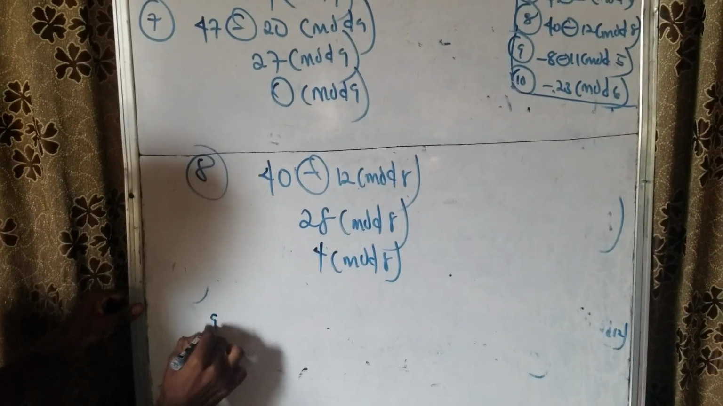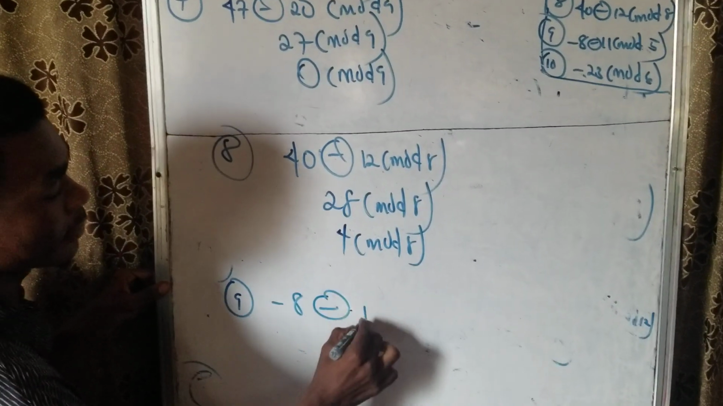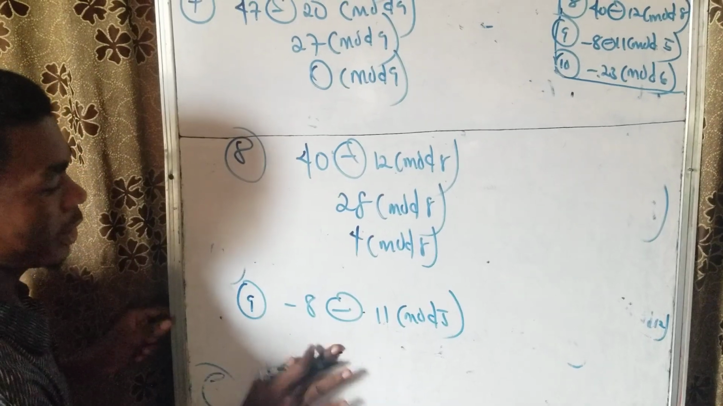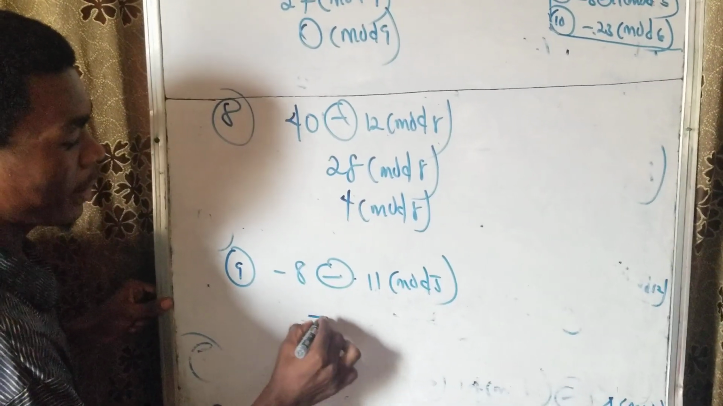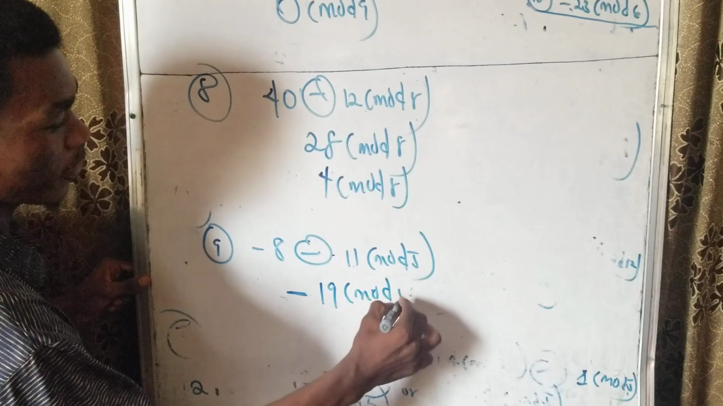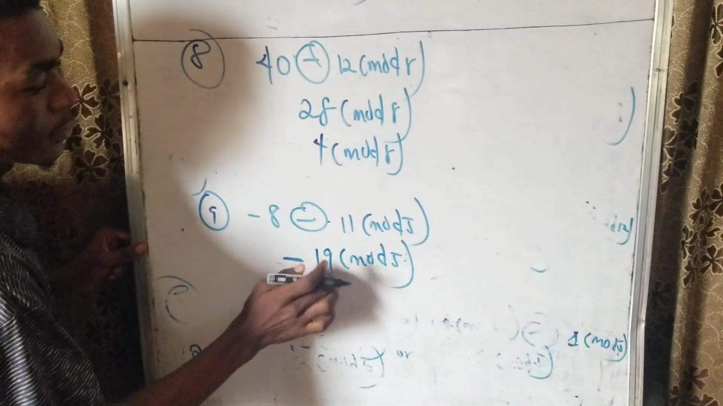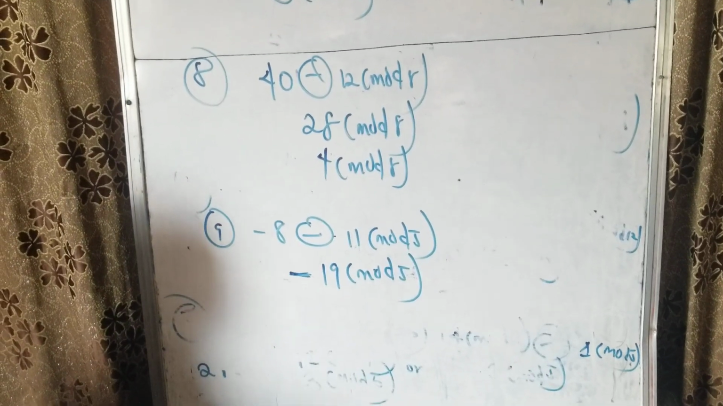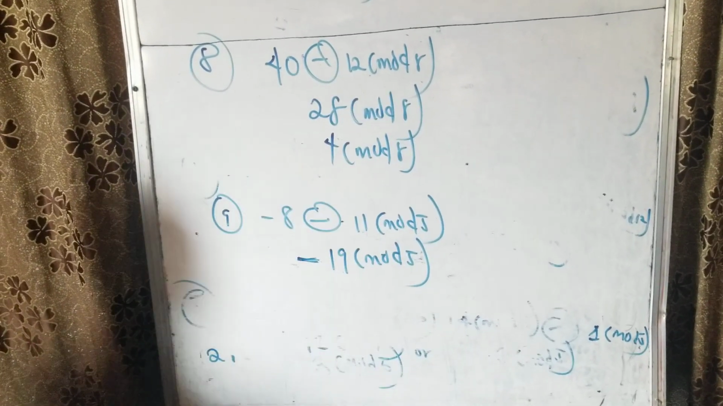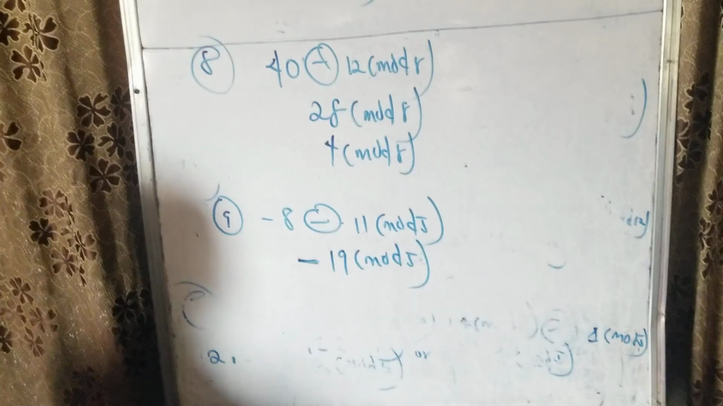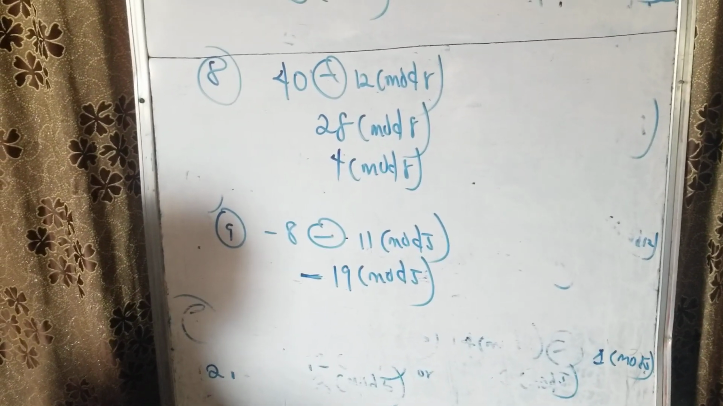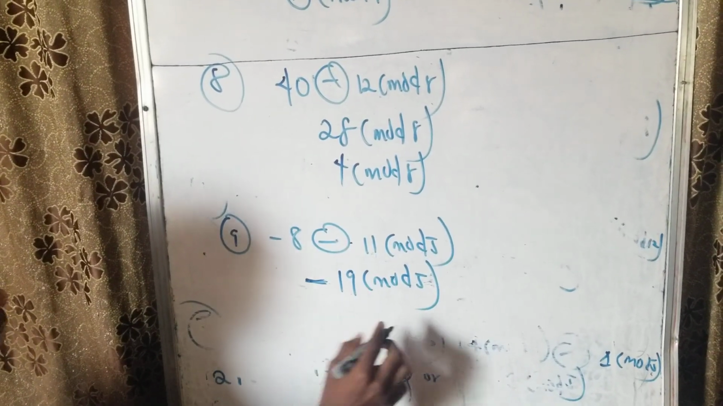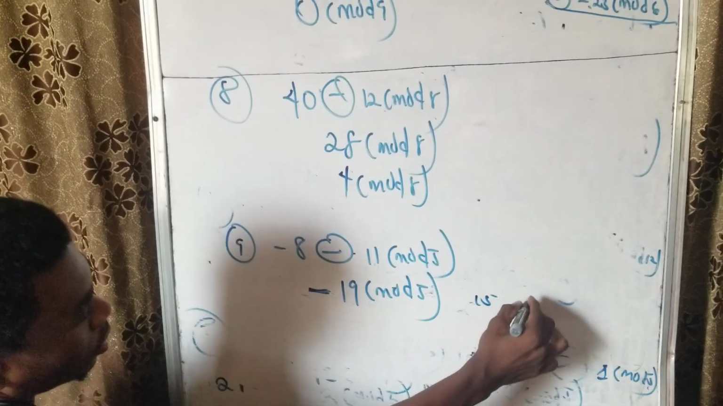Our question 9 here says minus 8 minus 11 mod 5. So please, I really want us to be sensitive here. So minus 8 minus 11, what are we going to have? Minus 19 mod 5. So now 19 divided by 5. Let's leave this negative for now. How many times will 5 go into 19? It will go 3 times, that's 15, and it will remain 4.